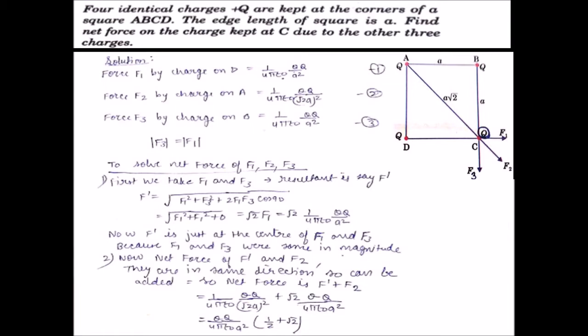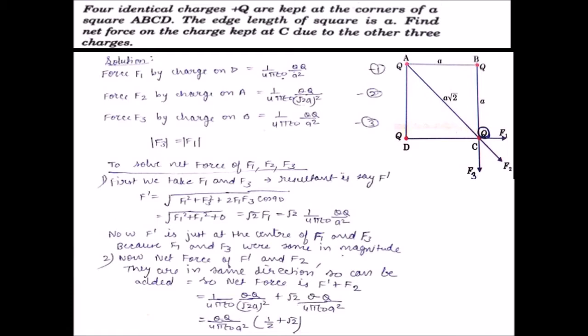Now the charge under consideration is the charge at C. We have to find the net force on this charge. What will be the procedure? First of all, the other three charges will apply individual forces on the charge at C. So one by one we will calculate magnitude and direction. Let us start calculating.